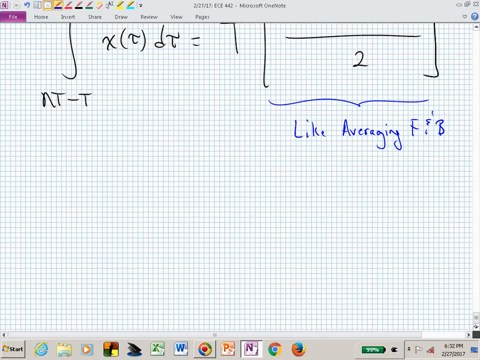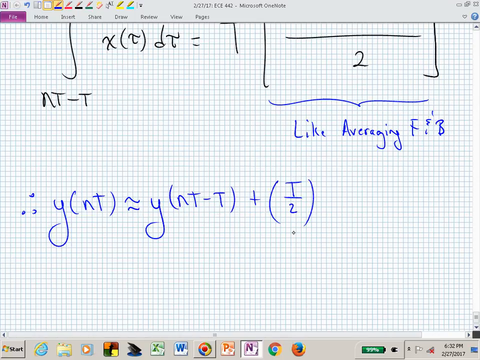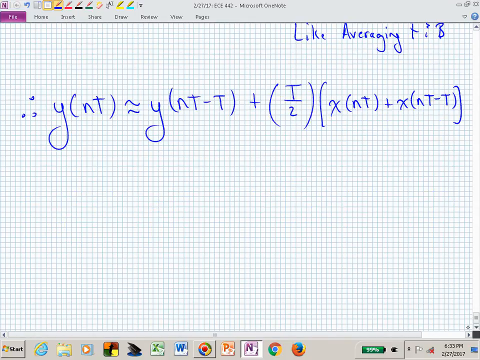This now gives rise to our difference equation. Little y of nt is now approximately little y of nt minus t plus t over 2 times the sum of x of nt plus x of nt minus t. And you know where we're going. Let's now take the transform of this.